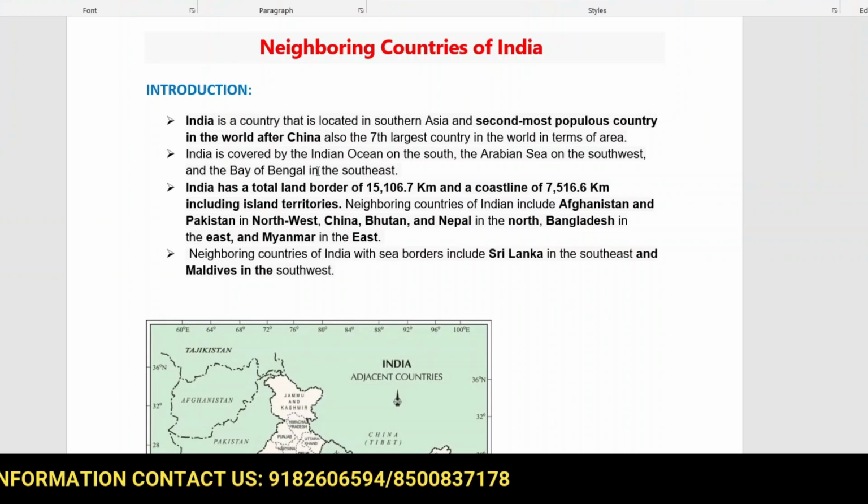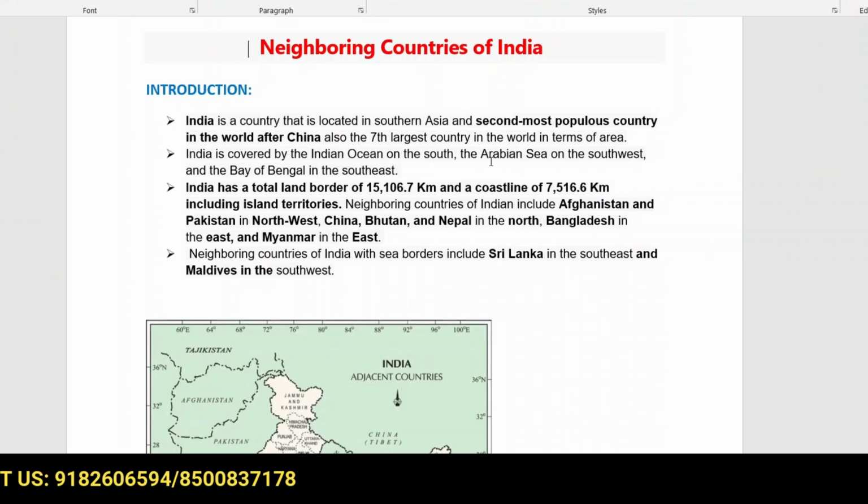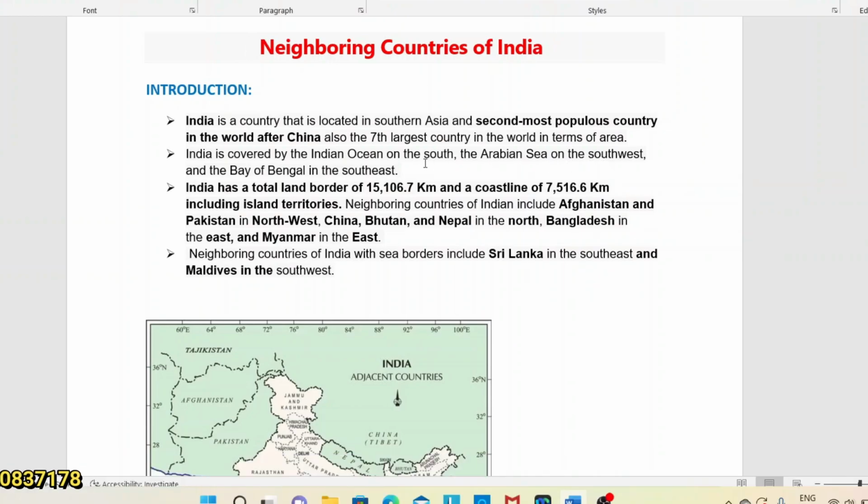India is covered by the Indian Ocean on the south side, the Arabian Sea on the southwest side and the Bay of Bengal on the southeast side. India has a total land border of 15,106.7 kilometers and a coastline of 7,516 kilometers including island territories. The kilometers are not exactly important, just look at it.